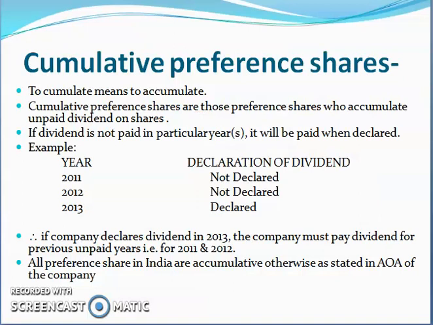Cumulative preference shares are those preference shares which accumulate unpaid dividend on shares. If the company does not declare dividend in a particular year or years, it will be paid as and when declared. Here we have taken a small example. There are two columns, year and declaration of dividend. The company did not declare dividend in 2012 and the company declared dividend in 2013. In this case, the company must pay dividend for all 3 years, that is 2011, 2012 and 2013. All preference shares in India are cumulative, otherwise as stated in the Articles of Association of the company.